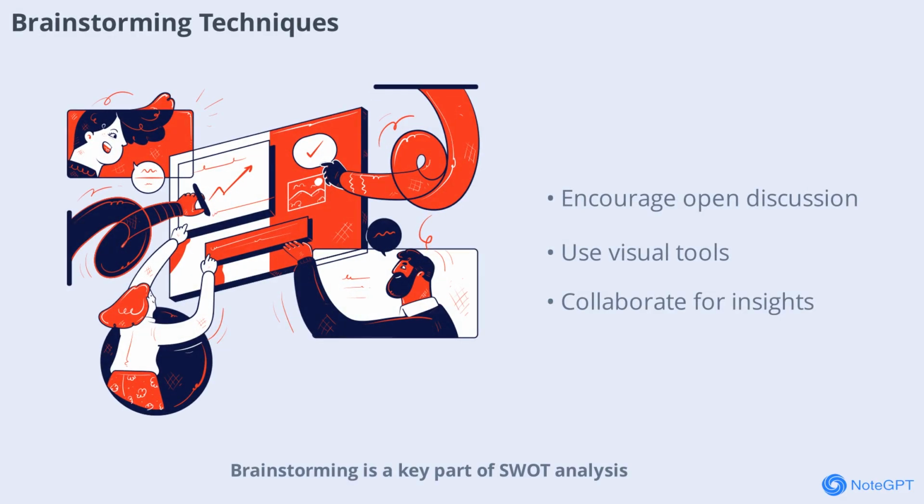Brainstorming is a key part of SWOT analysis. Gather your team and encourage open discussion. Use sticky notes, whiteboards, or digital tools to capture ideas. The goal is to generate as many insights as possible before organizing them into the matrix. This collaborative approach leads to a more comprehensive analysis.